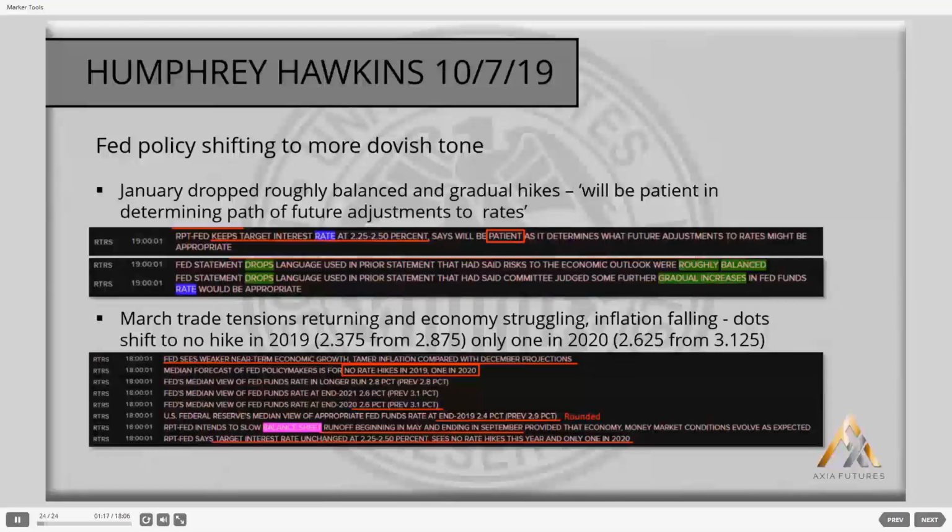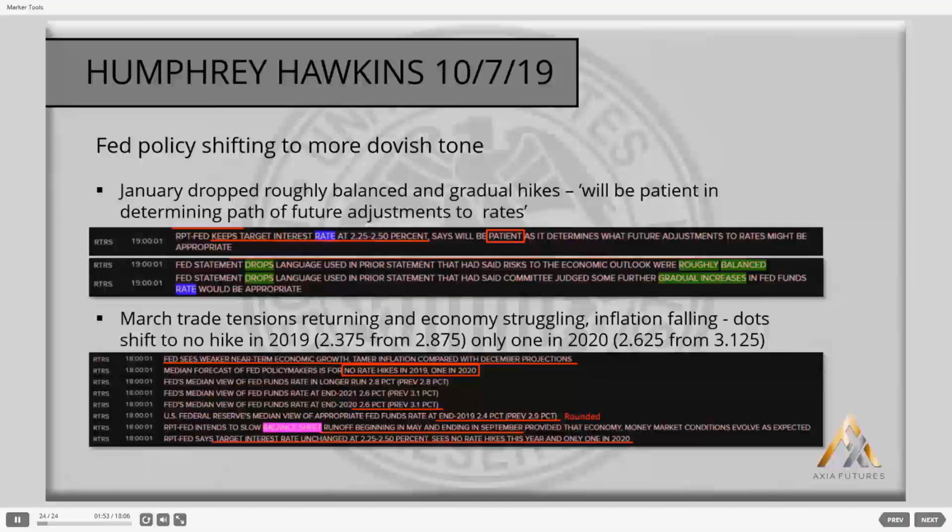In January, following the rate hike in December, the Fed dropped their language suggesting that the risk to the outlook was roughly balanced and that gradual rate hikes would be needed. Instead, they shifted to they will be patient in determining the path of future adjustments in rates. This suggested that there were no more rate hikes coming anytime soon, and that the next move was as likely to be up as it was to be down. Therefore, we're starting to see a slight dovish tone shift, not necessarily indicating we're going to get a rate cut, of course.